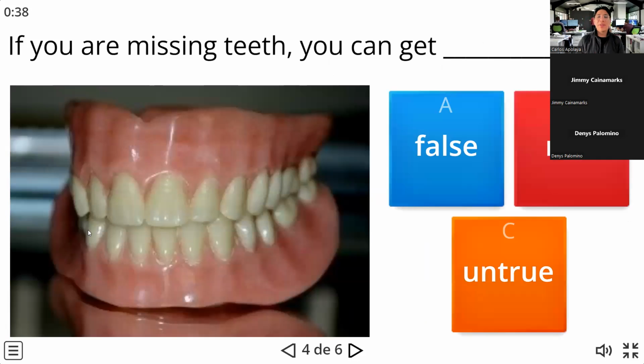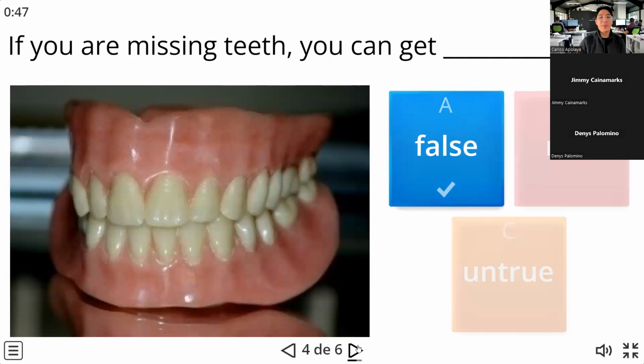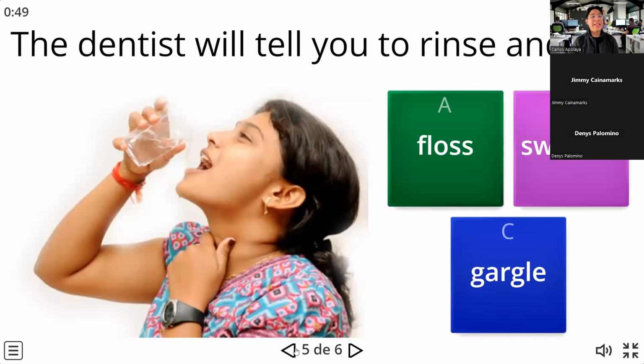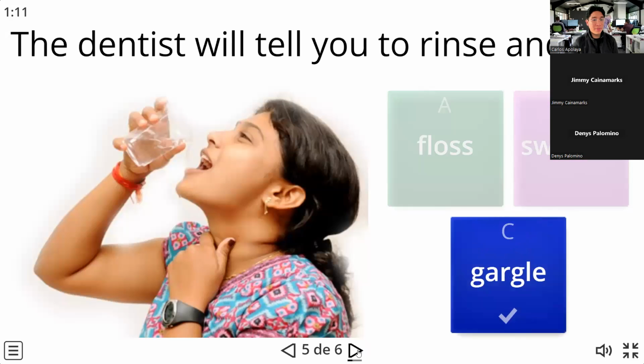If you're missing teeth, you can get false teeth. That's true. The false teeth. Remember, diente postizo, false teeth. The dentist will tell you to rinse and to gargle. What is rinse? Enjuagar. Rinse. And what else? Gargle. What is gargle? Hacer gárgaras. Gargle.